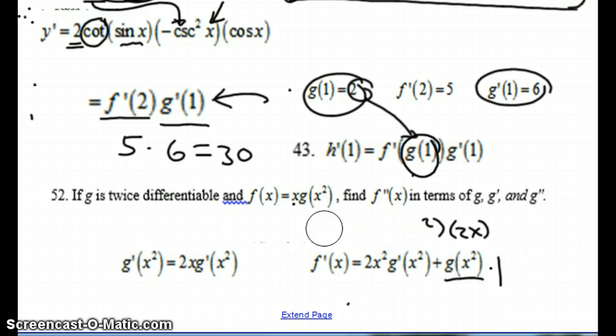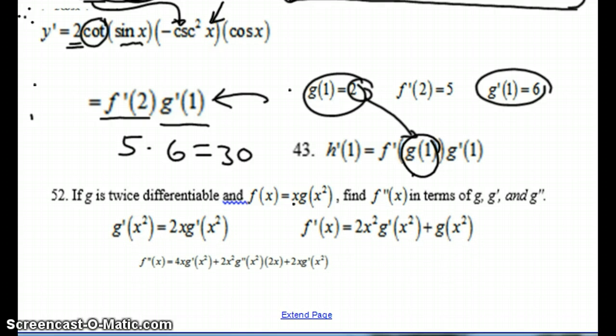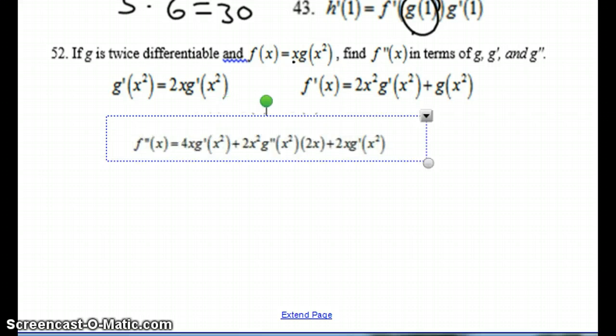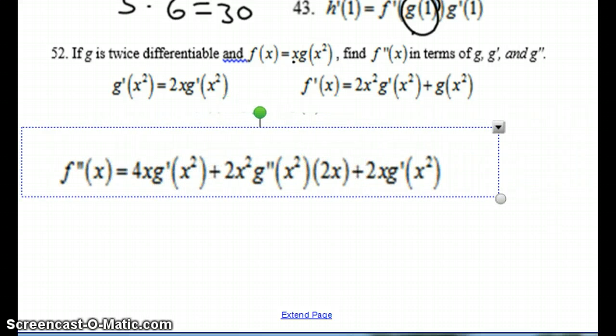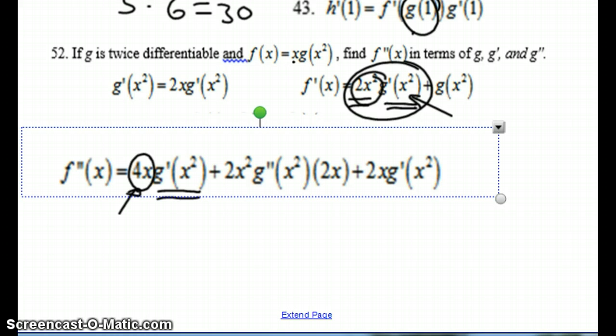Now I need to take the second derivative. So I need to take the derivative of my derivative. So the derivative of f prime, again, I have a product rule. First, last. I need product rule for this piece. But I'm also going to need chain rule for the g prime of x squared. So the derivative of the first term, my 2x squared, became 4x times the last. That's just g prime of x squared right here.